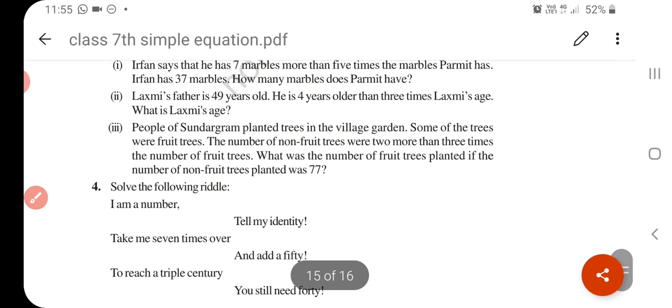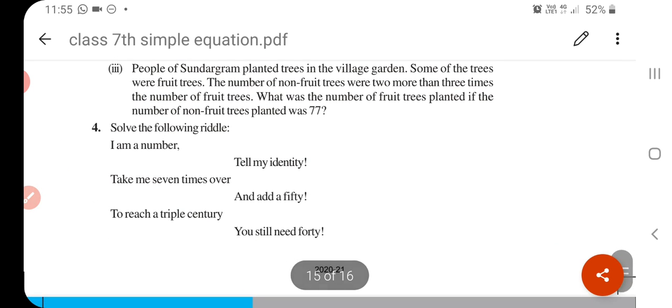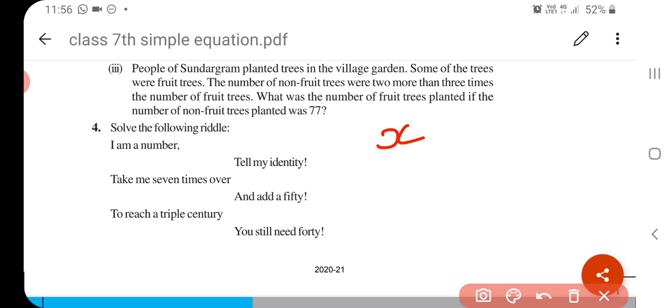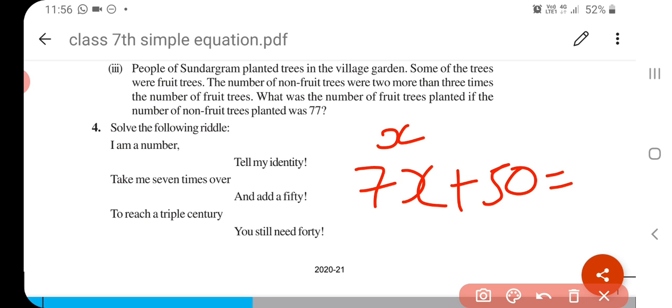Now question number 4, solve the following. I am a number. Suppose the number is x. I am a number, that means I am x. Tell my identity. Take me 7 times over. 7 times over means, see, I am a number means I am x. 7 times over means 7x. Add 50 to reach a triple century. Triple century means 300. Now you still need 40.